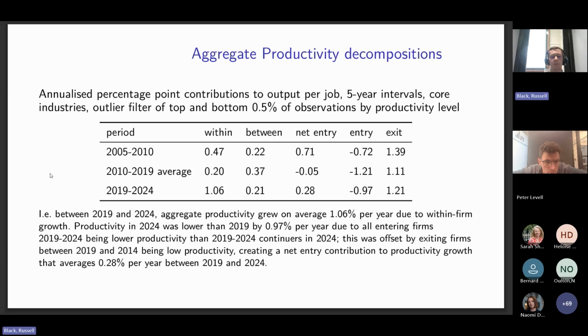So these are 5-year intervals to sort of let the companies grow. And these are annualized numbers. So between 2005 and 2010, within firm growth contributed 0.5 percentage point to overall aggregate productivity growth of the industries. Between firm growth, 0.2 percentage points, and net entry, 0.7 percentage points. 70%, 0.7 percentage points.